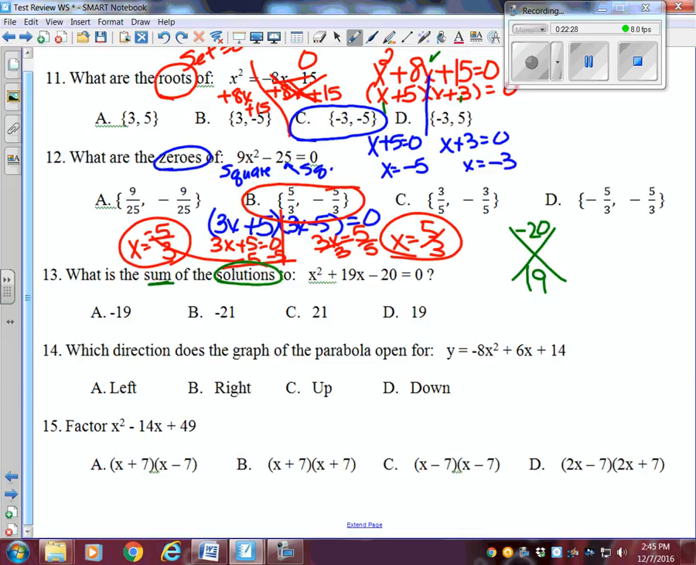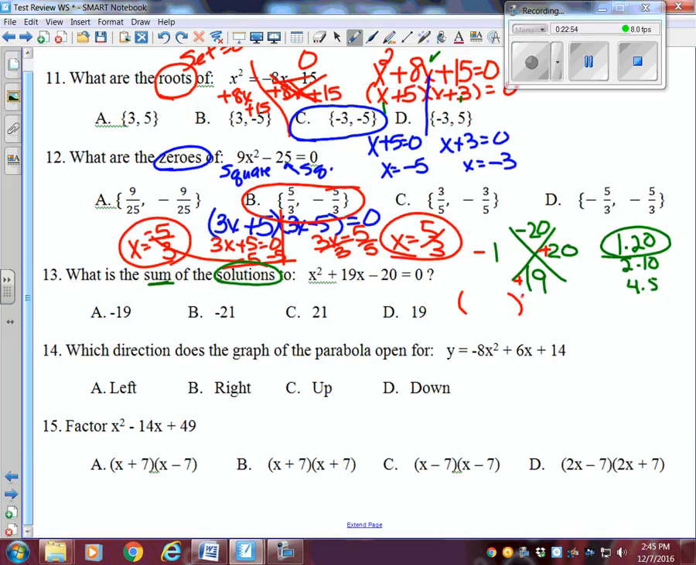Now remember, the last term is negative. You're mentally subtracting to get the middle number. So 1 times 20, 2 times 10, 4 times 5. Which pair mentally subtract to give me 19? It's 1 and 20. Okay. Now, which one's positive, which one's negative? The 19 is positive, so the bigger factor needs to match that. So this needs to be positive, which makes 1 the negative.